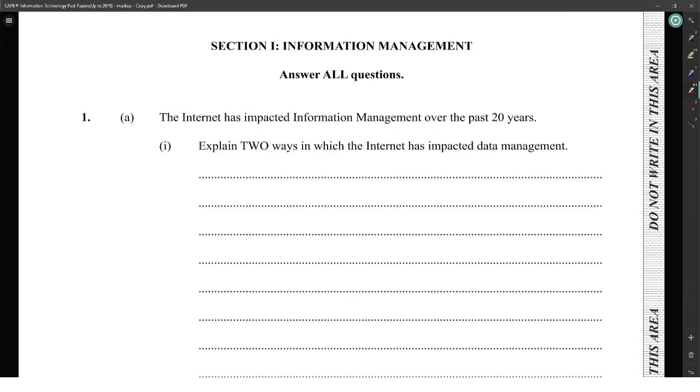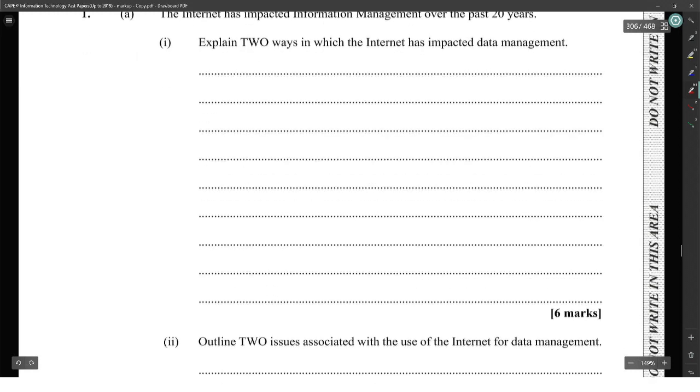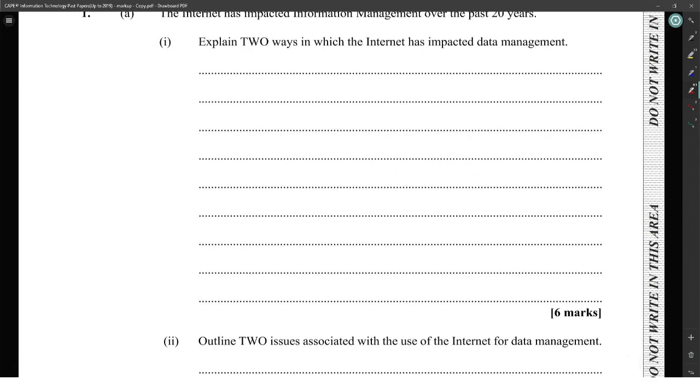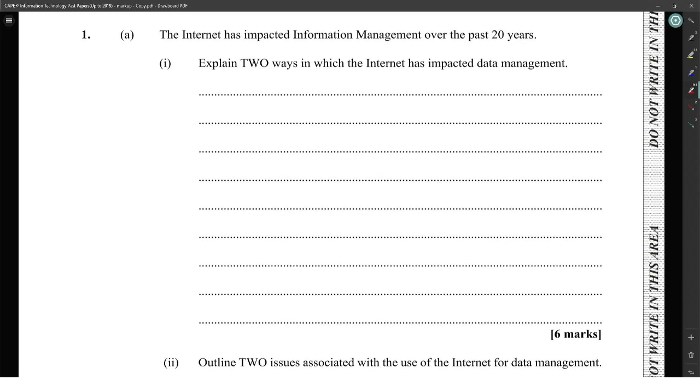2017. The internet has impacted information management over the past 20 years. Explain two ways in which the internet has impacted data management. All right, cloud storage is definitely one of the answers here. So definitely the first one is cloud storage.